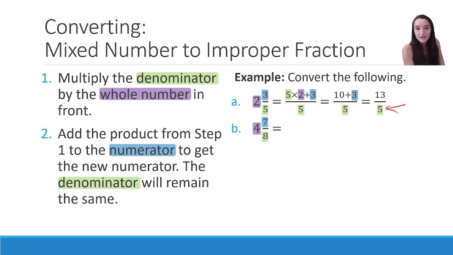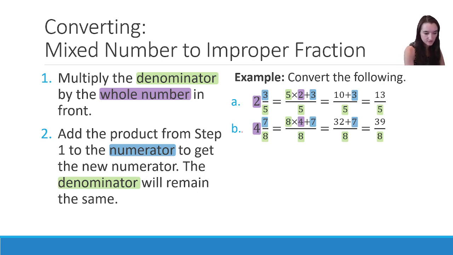Arithmetically, our process is going to be: we take the 4 and multiply by 8 to get how many eighths total are in 4 wholes. So 4 times 8 is 32, and then we add that 7. So 32 plus 7 is 39 eighths. But again, let's visualize this to really solidify our understanding of what's happening here.